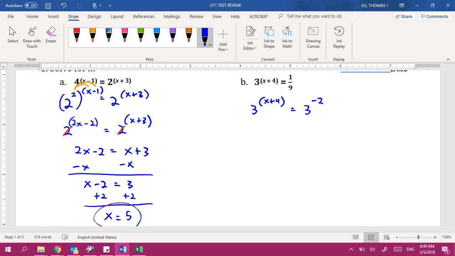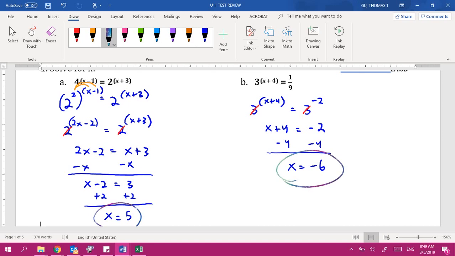So now 3 raised to the x plus 4 equals 3 raised to the negative 2. The bases are the same, right? So we can ignore them because they don't really change the outcome here. And so I can just simply write x plus 4 equals negative 2. And then from here to solve, I just subtract 4 from both sides. And x is going to be negative 6. And that is number 1.